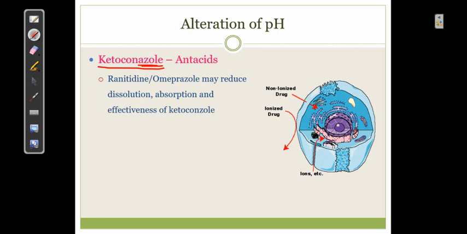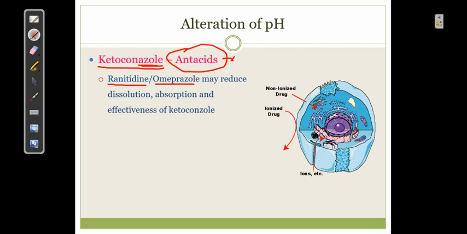Now consider a case where you are given an antacid. Here I'm talking about an H2 receptor antagonist, or maybe you can consider proton pump inhibitors. We are not considering inorganic antacids, we are considering organic antacids. So ranitidine and omeprazole are both definitely anti-secretory agents. Omeprazole is a proton pump inhibitor, and ranitidine is an H2 histamine receptor antagonist. In such a case, they will increase the pH in the gastric compartment, that is the stomach.